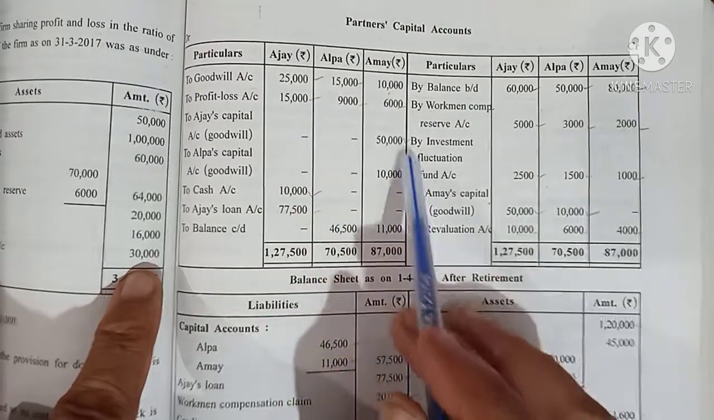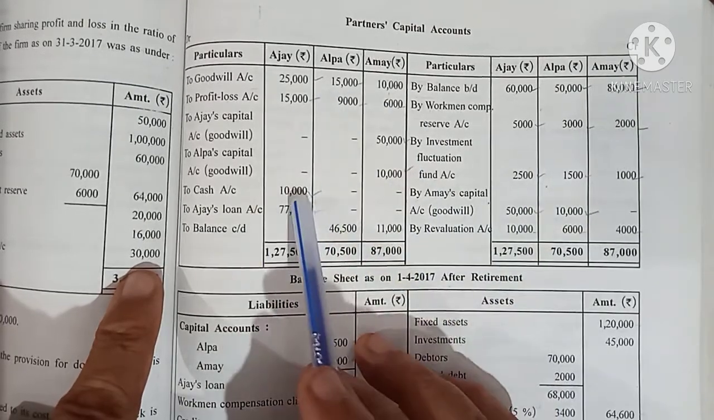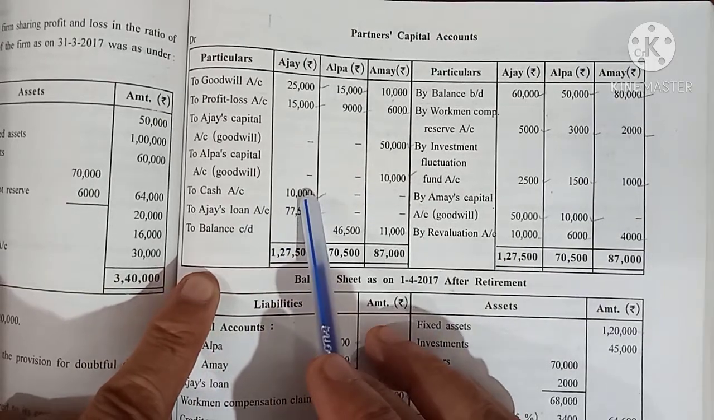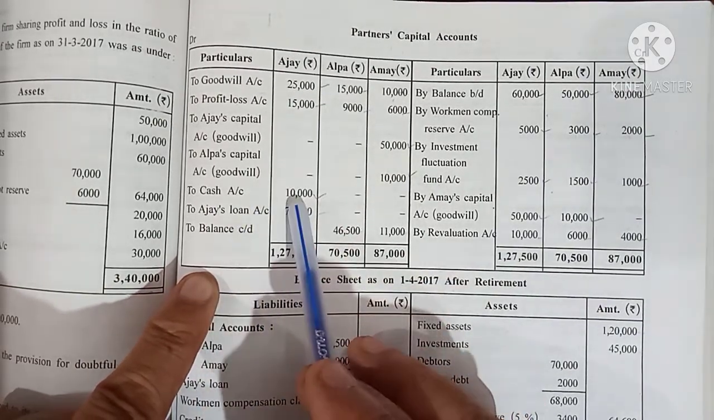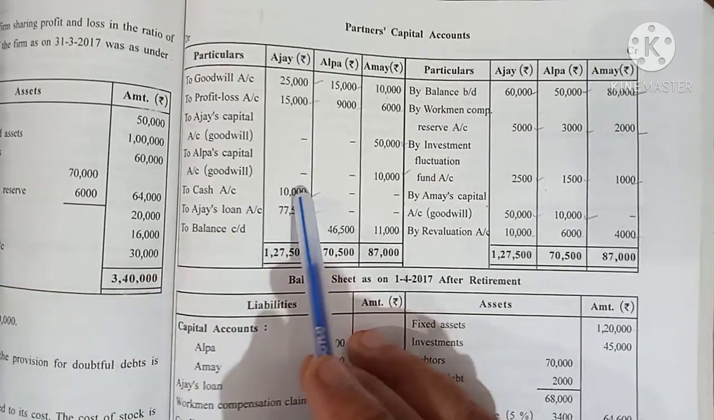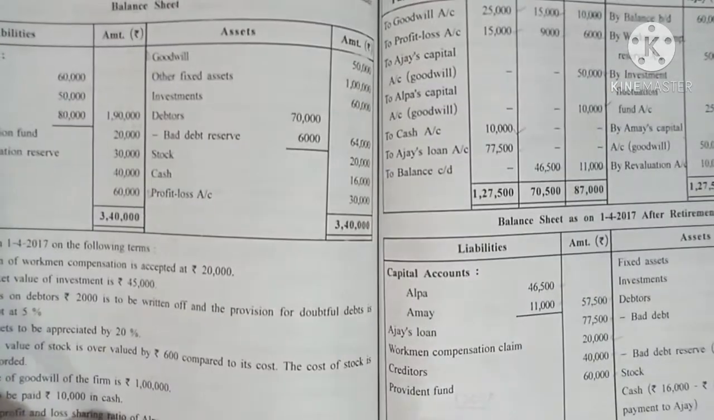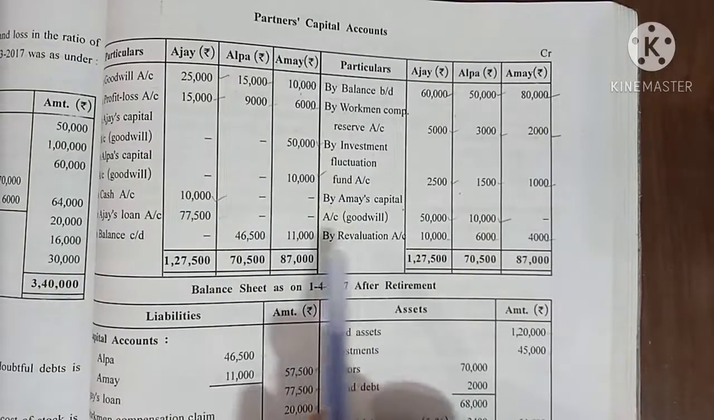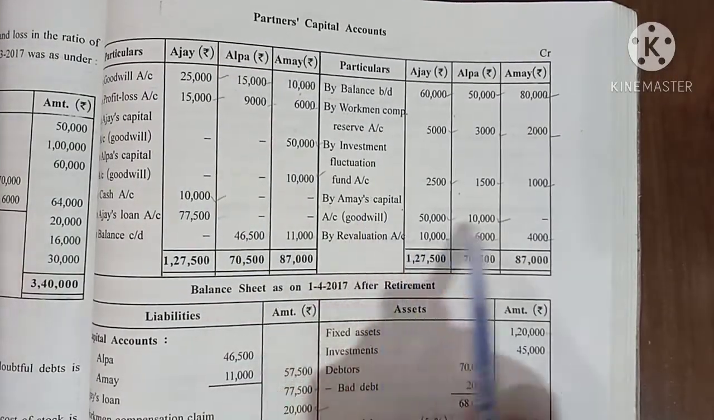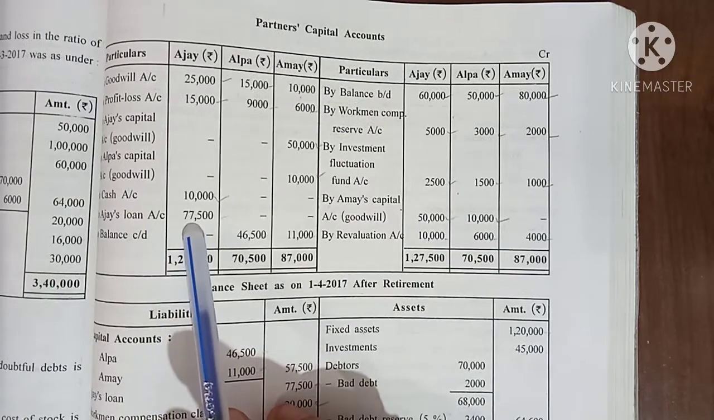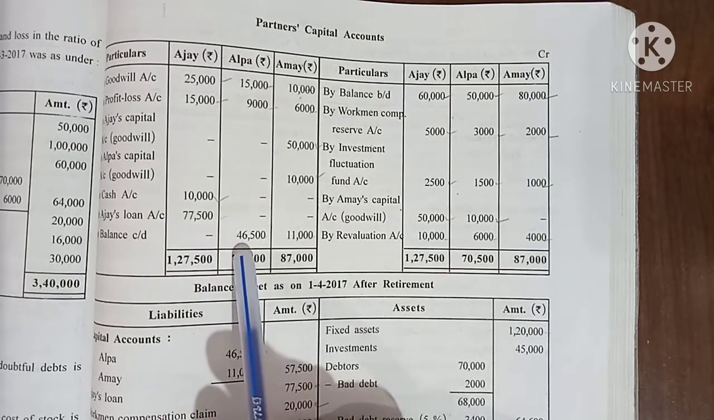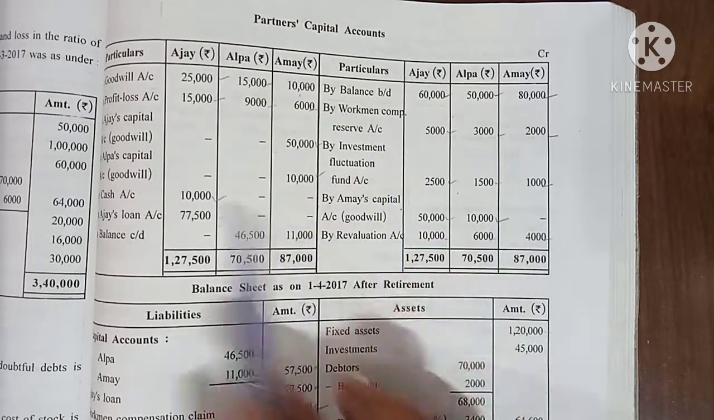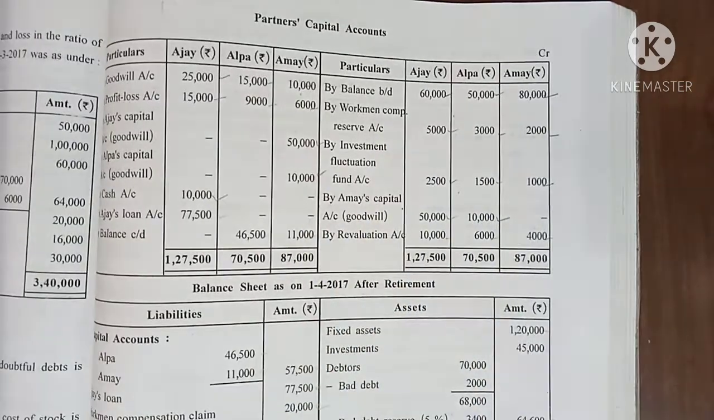Now on this side you see all this amount you got. Now only this cash, because we are going to pay Ajay 10,000. So Ajay capital account debit to cash 10,000, it was said that we have to pay him 10,000. Yes, it is correct. So the partners' capital account is closed, and if you find the balance, you will find 77,500, 46,500 and 11,000. So the partners' capital account, every amount you understood, and the balance sheet.